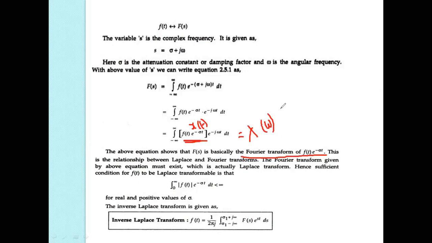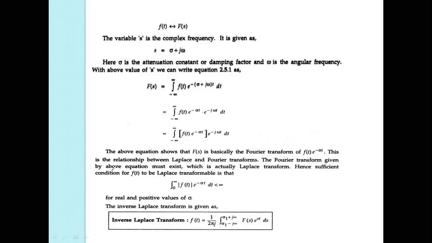What did my students? When sigma is equal to 0, F of s is equal to X of omega. The Laplace transformation becomes a Fourier transformation by substituting sigma equal to 0. Okay, this is the relation between the Laplace and the Fourier transform.